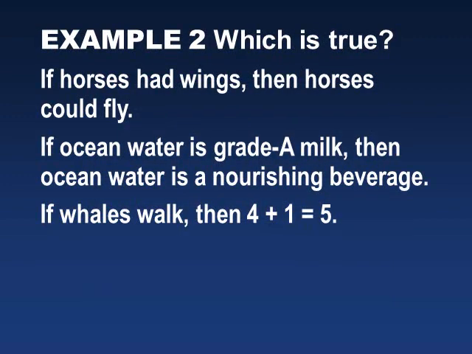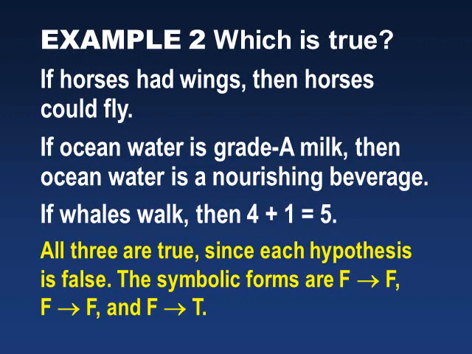Okay, the next example in your textbook asks which is true. If horses had wings, then horses could fly. If ocean water is grade A milk, then ocean water is a nourishing beverage. If whales walk, then 4 + 1 = 5. Okay, so let's look at if horses had wings, then horses could fly. Oh, well, I guess I didn't do this individually, my bad. Okay, all 3 are true because the hypothesis is false.